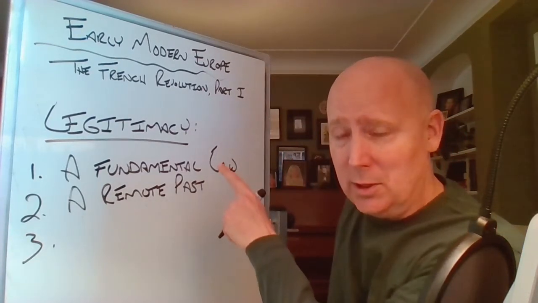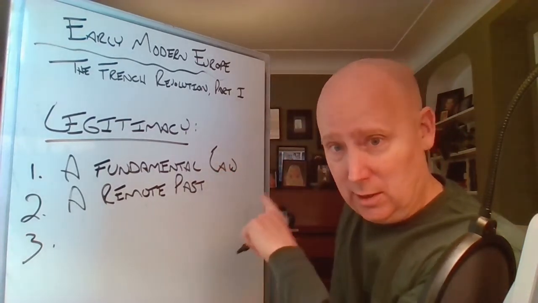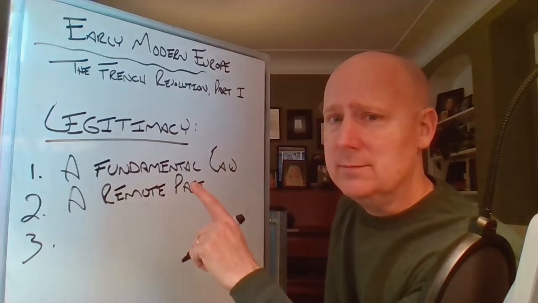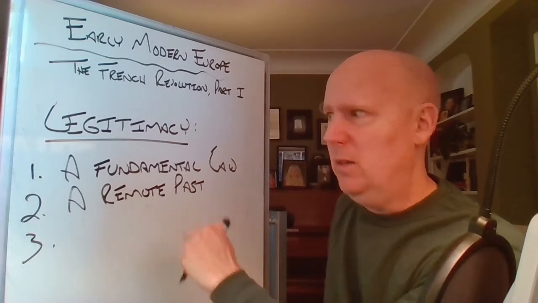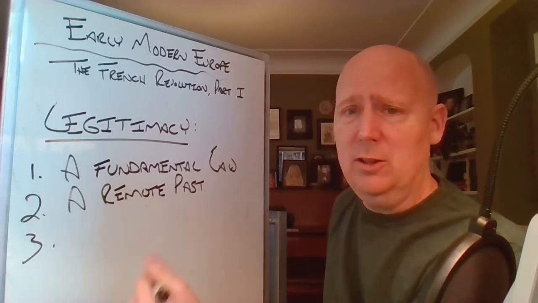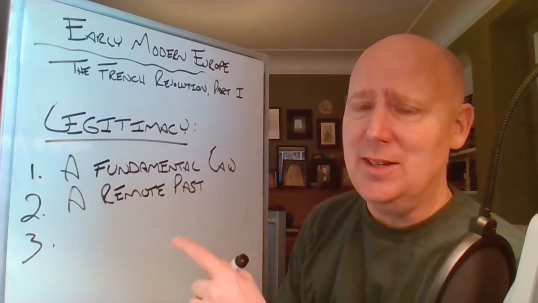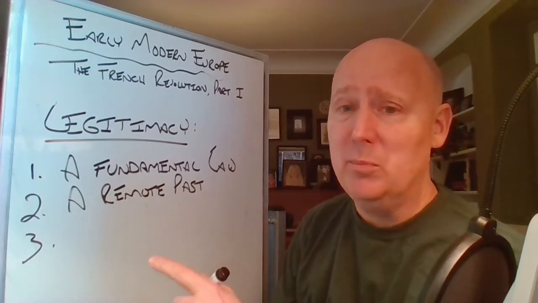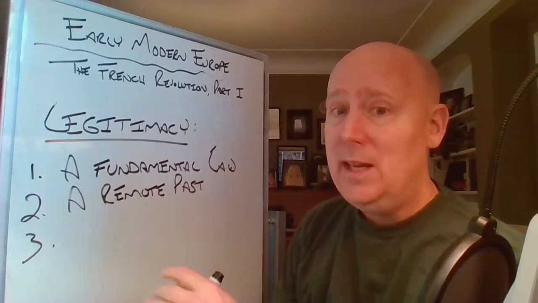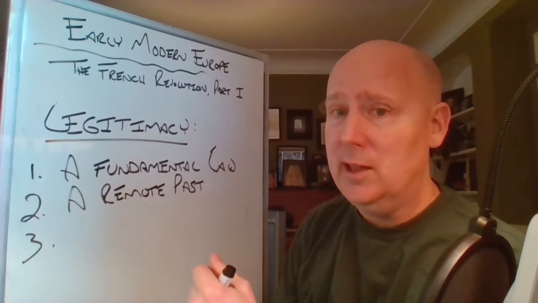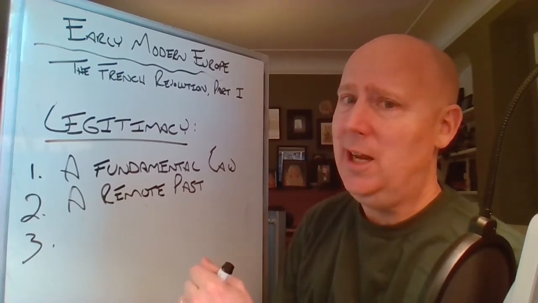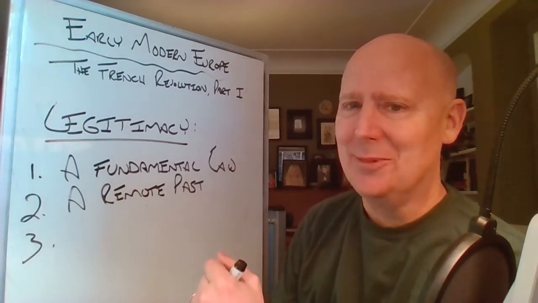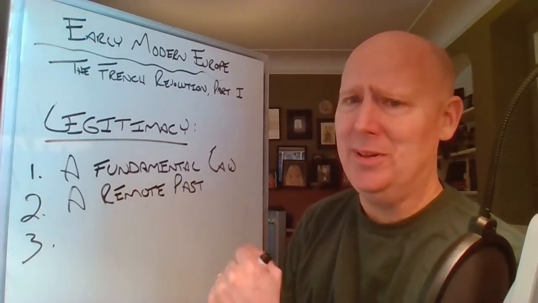So you need a fundamental law for legitimacy. You've got to have a remote past. Reach all the way back, and make it up if you've got to. That's what Augustus did at the beginning of the Roman Empire, right? He didn't call himself the emperor. He called himself the first citizen, the first princeps. It's awesome, right? I'm just a citizen. Shut up. Get out of here.